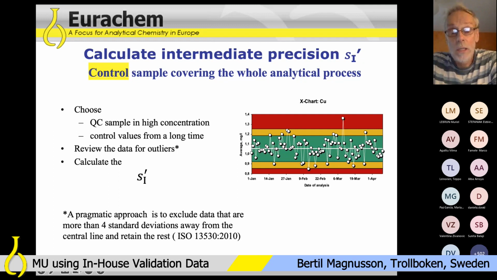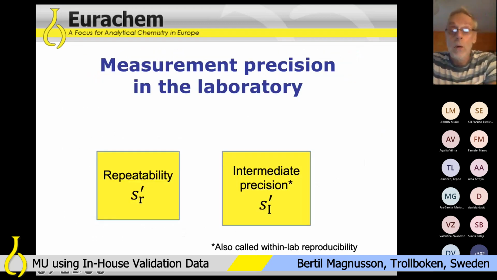Then you have to review the data for outliers, and there are actually many ways to remove outliers, but there is a very simple one, and it works very well: you just take away 4 standard deviations. That is also a recommendation I used a lot. And from this we can calculate the intermediate relative precision, S_I prime. Then we also have the repeatability, the S_r prime.